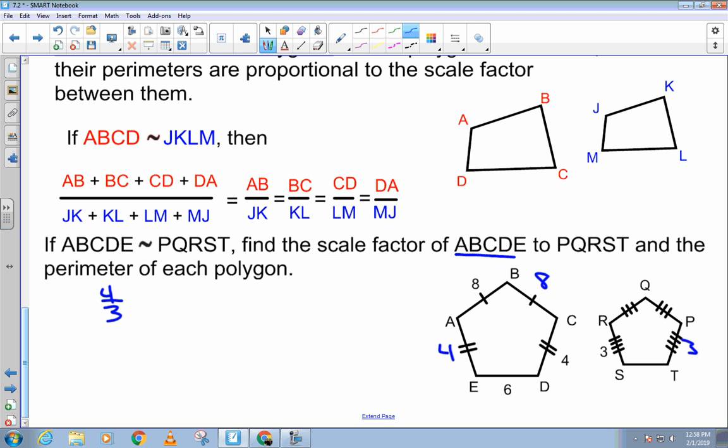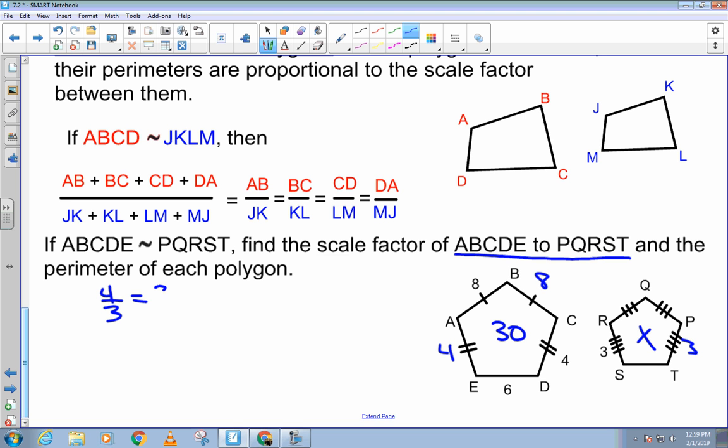It says ABCDE to PQRST. It's asking for the scale factor in that order. Okay, does that make sense? Okay, I'm away from the dilation. All right. So the perimeter of this guy is 30. I don't know what the perimeter of this one is, but I know that their perimeters are proportional to the scale factor. So if I know the scale factor is 4 to 3, what can I do to find the perimeter?